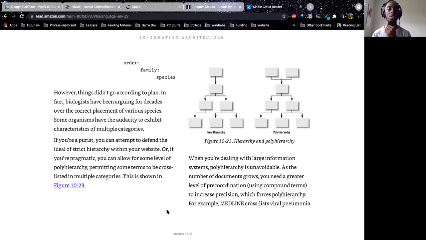If you're a purist, you can attempt to defend the ideal of strict hierarchy within your website, or if you're pragmatic, you can allow for some level of polyhierarchy, permitting some terms to be cross-listed in multiple categories. This is shown in figure 10-23, so this one here.